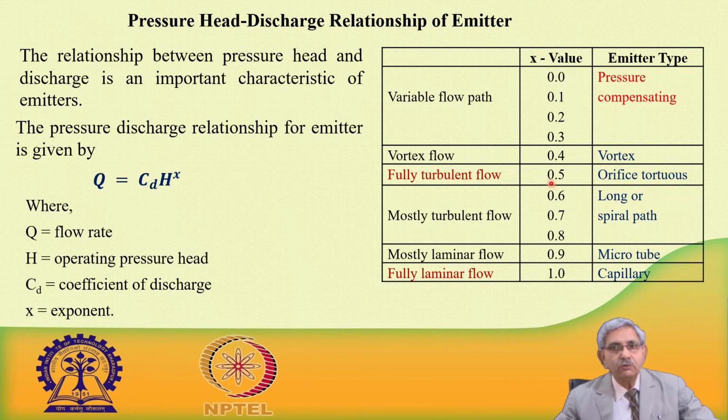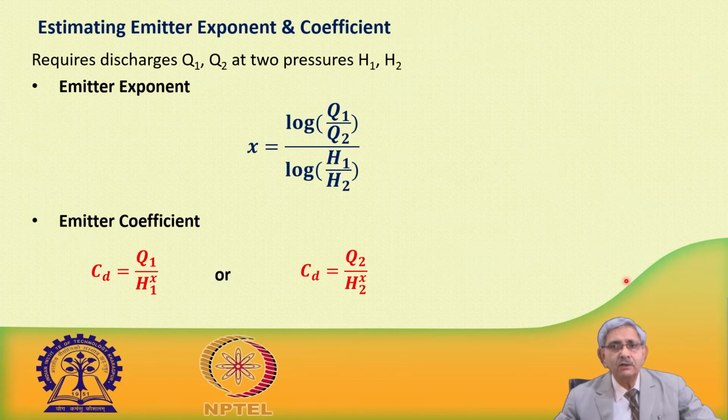Similarly, for the orifice or tortuous type of path, in this type of dripper the flow is turbulent and x is 0.5. When the value of x increases, these categories of emitters start coming under laminar flow, particularly for capillary or microtube, where we get the value of x equal to 0.9 or 1.